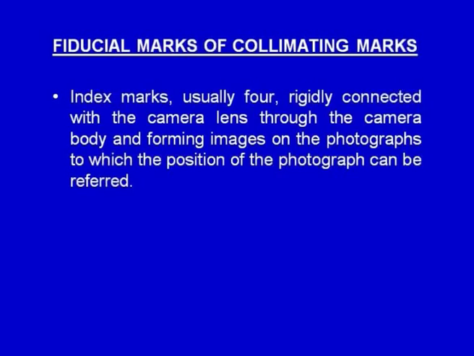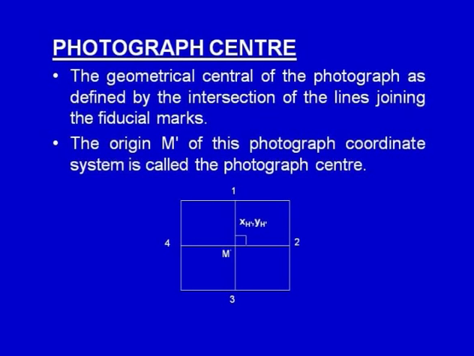Fiducial marks or collimating marks. These are basically index marks, usually 4, rigidly connected with the camera lens through the camera body and forming images on the photograph to which the position of the photograph can be referred. Then is photograph center. Well, photograph center is the geometrical center of the photograph as defined by the intersections of the lines joining the opposite fiducial marks. The origin M dash in this particular figure represents the origin of the photograph coordinate system, and this point M dash is the photograph center.